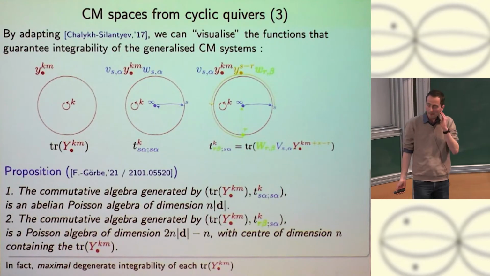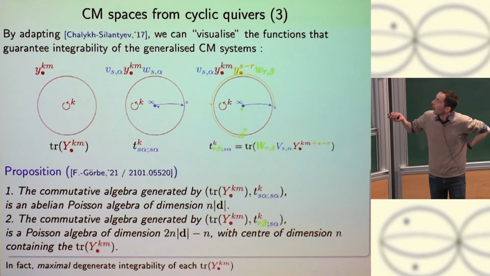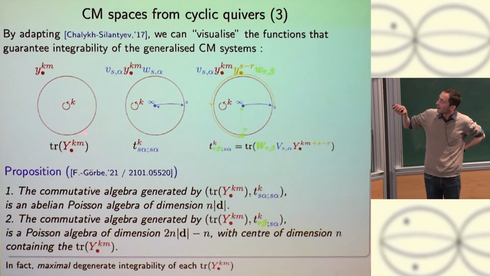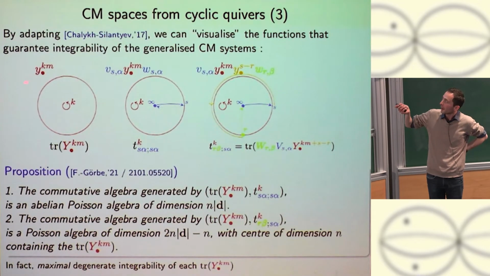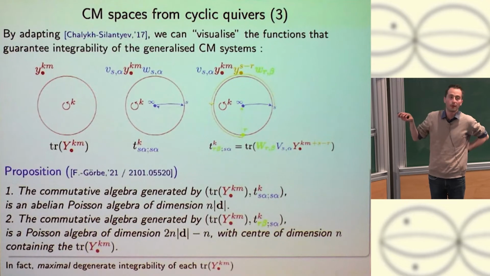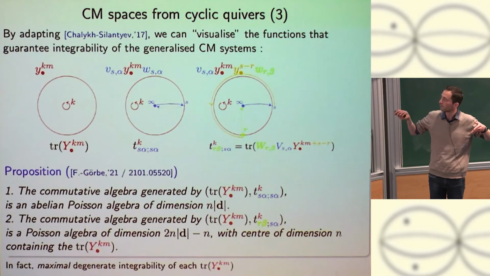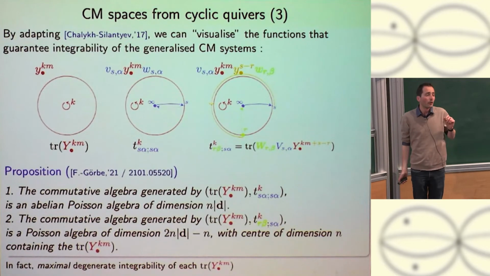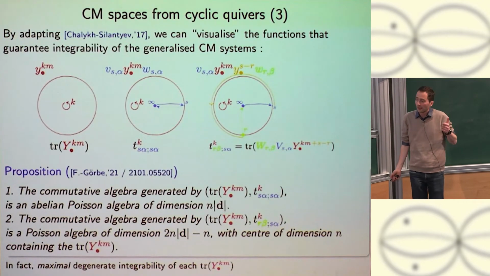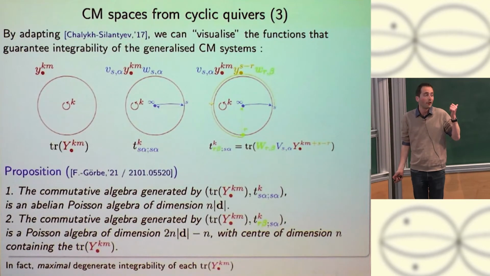Okay. So again, the idea is that the nice functions, as I was saying, were representing going through that cyclic quiver k times counterclockwise. Okay, and here by nice function, I really mean that you look at the matrices representing these paths, you take the trace of that, they live on the quiver variety.